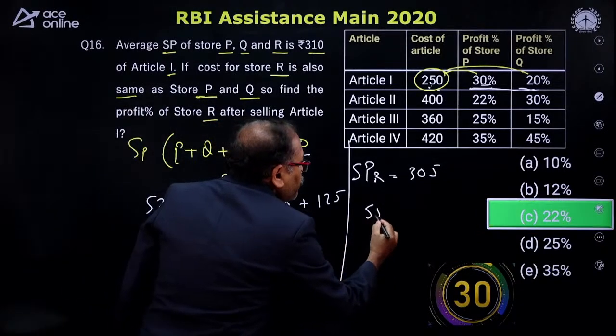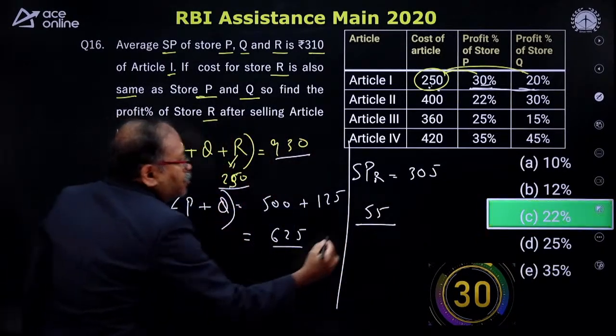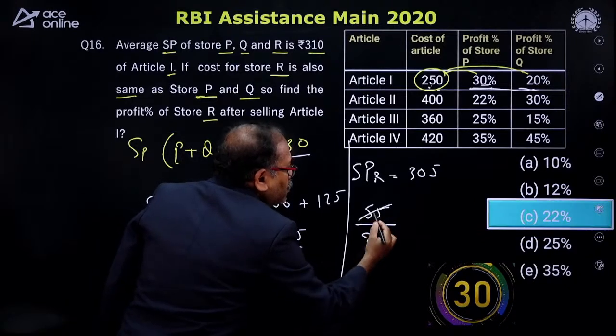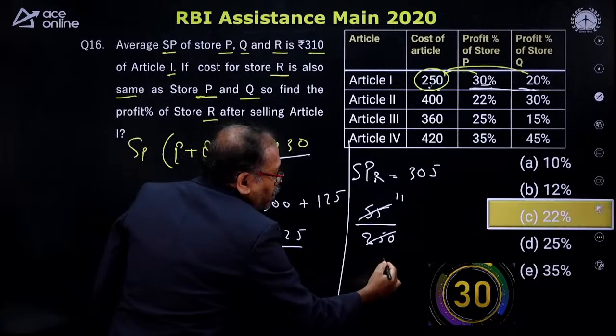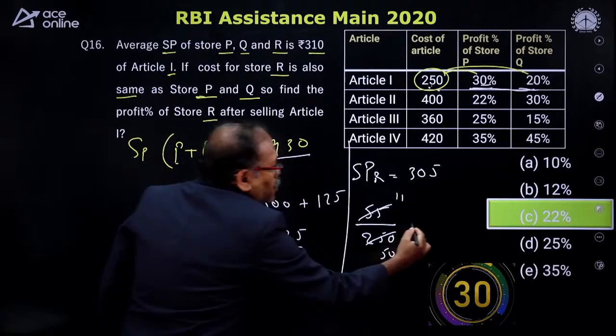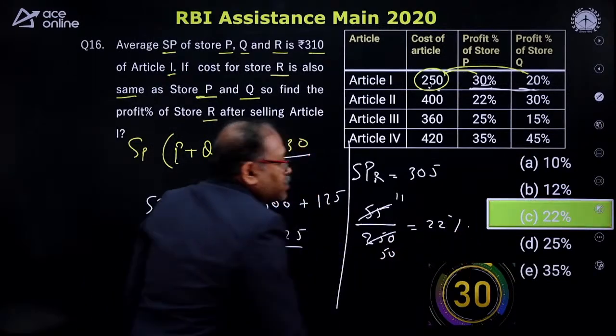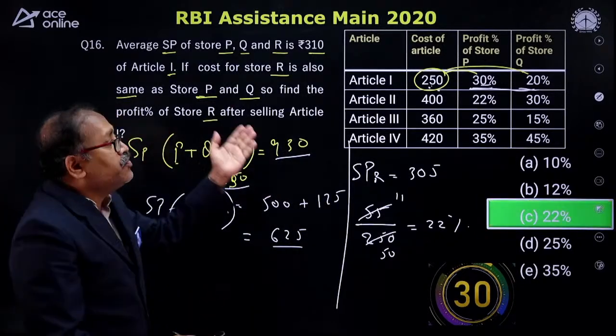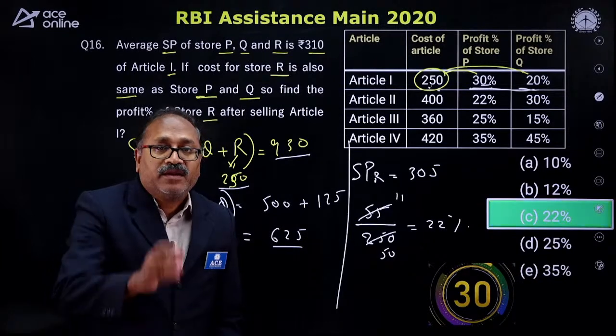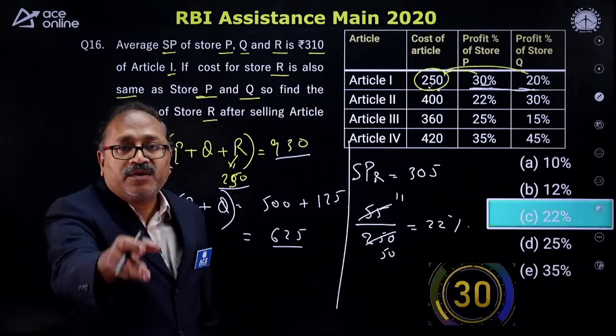So the 55 profit over 250, done with 11 times this gets cancelled, and here it is 50 times, that's nothing but 22%. So nicely answered it. Well done, sir. Did you notice how beautifully the question is prepared? Next question on the board right now here.